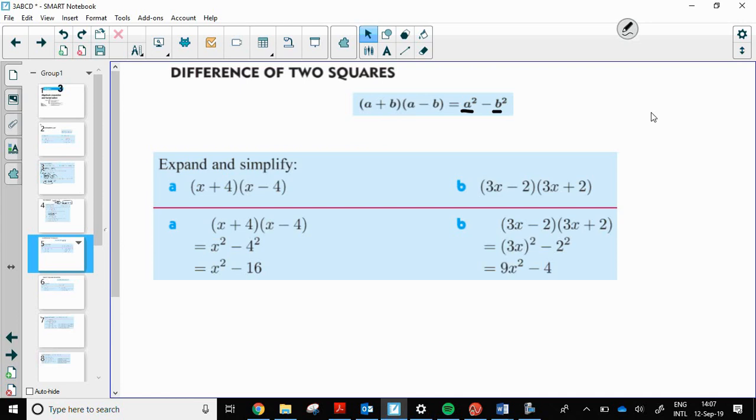Or I guess we could do these mentally too. So let's take a look at this. So we've got x plus 4 times x minus 4.